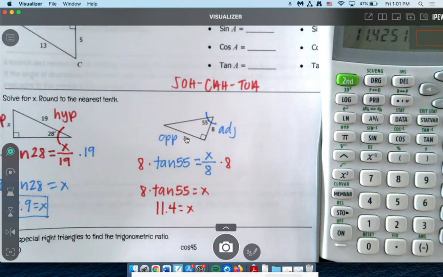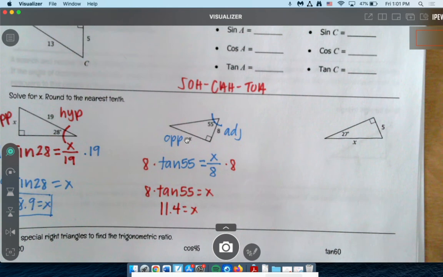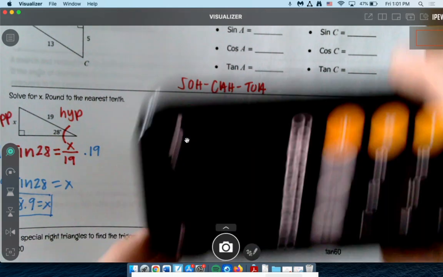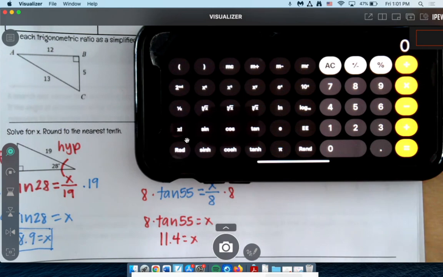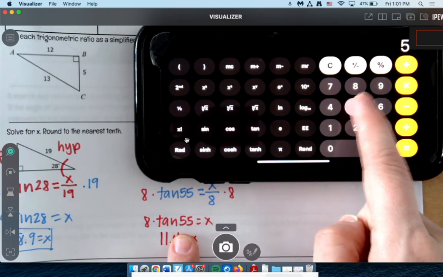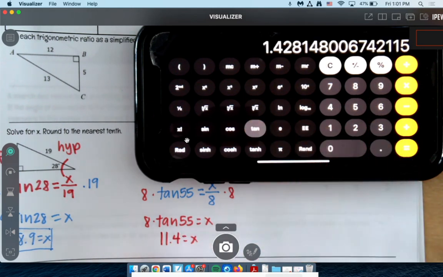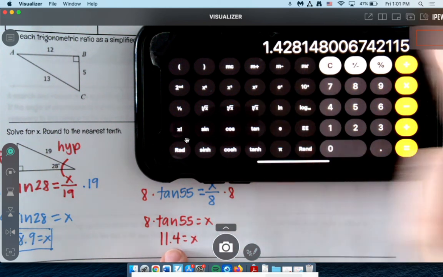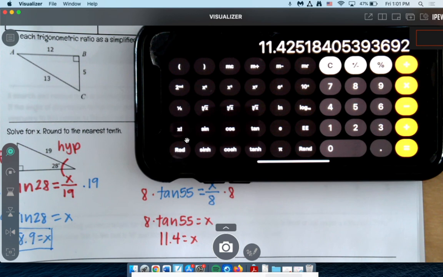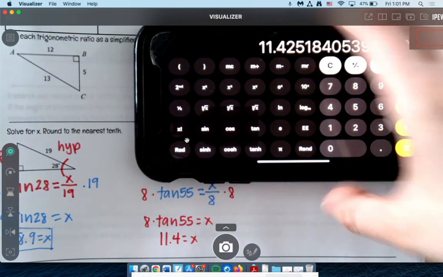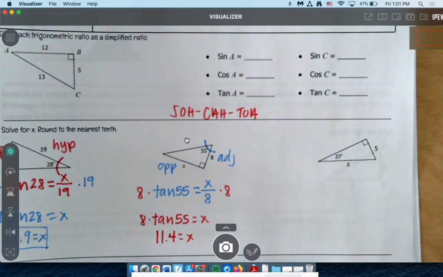If you're going to be a phone user, let's just practice one more like that together, okay? So again, turn your phone on its side. There we go. So you type it in backwards. So you type in 55 tangent, so there's our ratio, times 8 to get that 11.4. Beautiful. All right, children, one more.